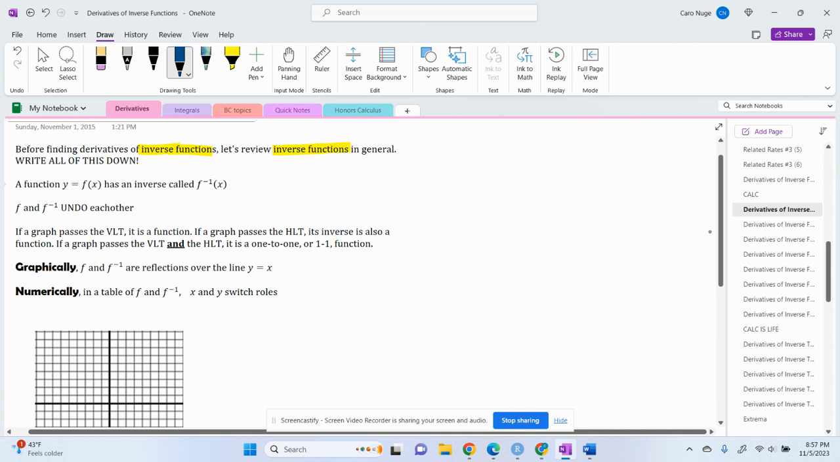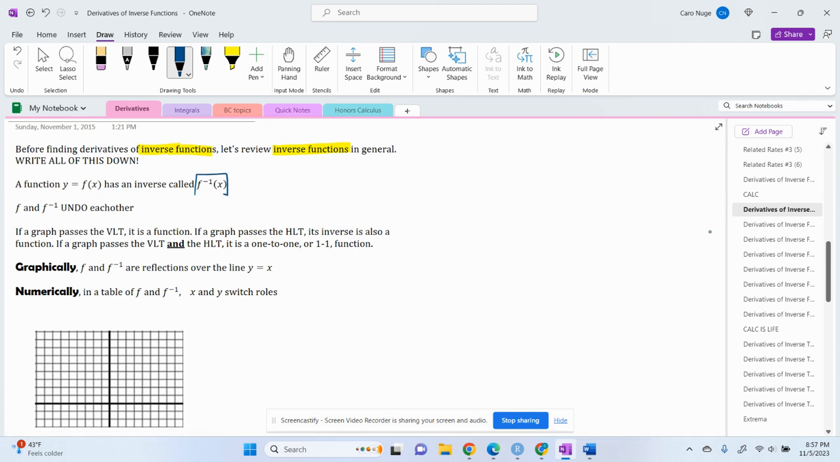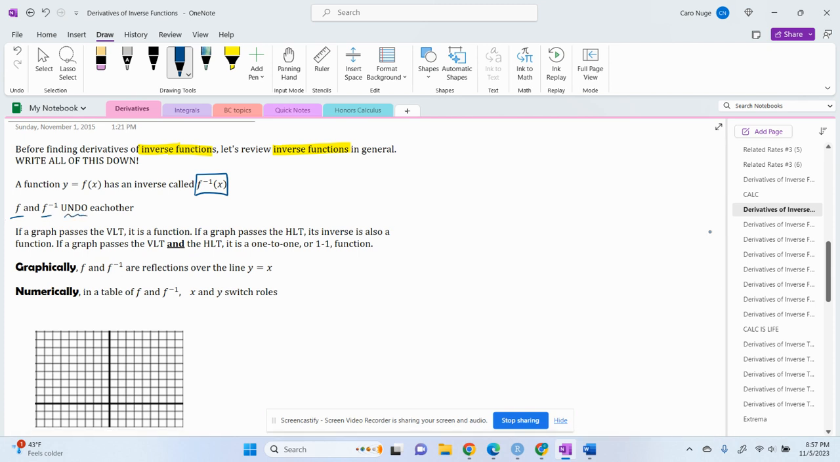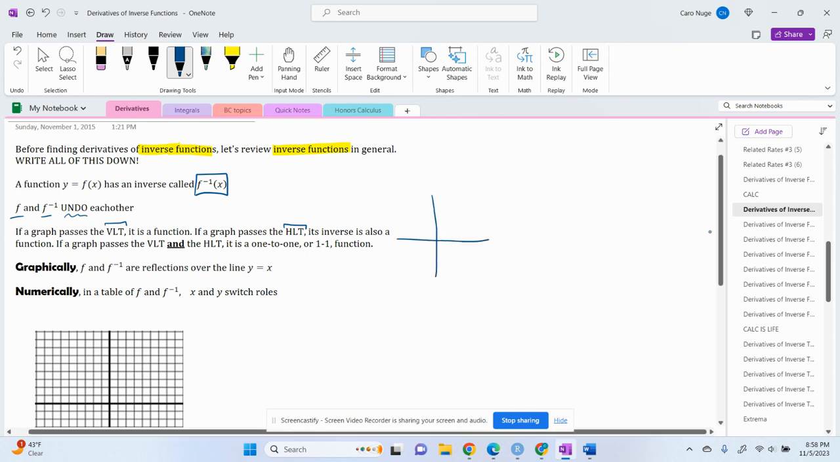When you have a function, the inverse, this notation you've seen before, f to the -1, means the inverse function. Conceptually, a function and its inverse will undo each other. That's generally what happens when you do them. Now, this is vertical line test, and this is horizontal line test. So if a graph passes the vertical line test, we already know that means it's a function. If it passes the horizontal line test, that means its inverse is a function.